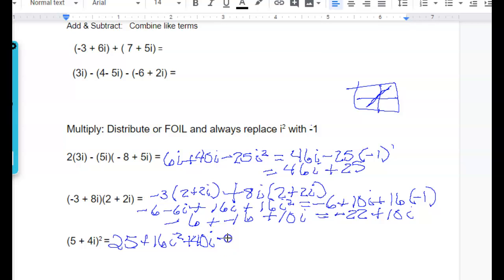So going back to simplifying this, 25 plus negative 16, I'm not going to rewrite the negative 16 times, or 16 times negative 1, that's where that came from. i squared becomes a negative 1, plus 40i. 25 minus 16 is 9, plus 40i. And there you have multiplication. The next part that we're going to look at is division, which involves a little bit more work, but it's not overly terrible.